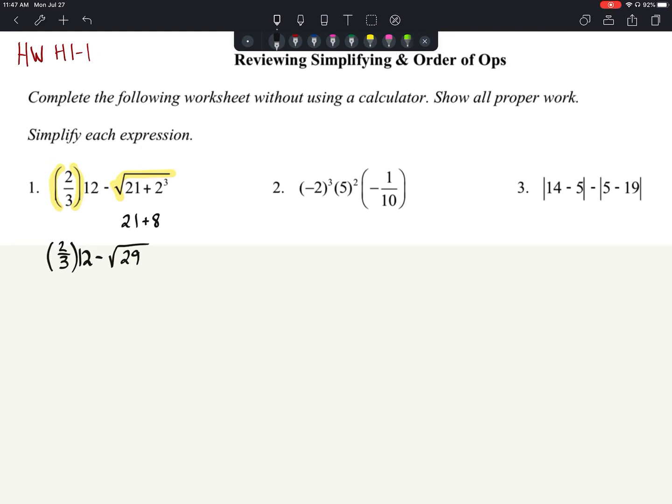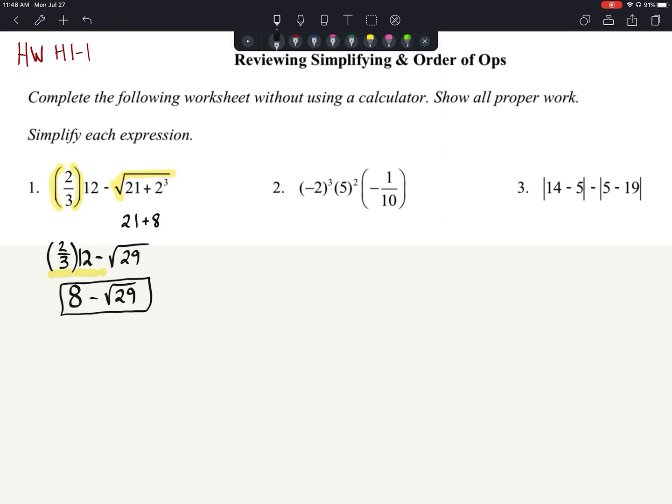Now, when we jump outside here, we've got multiplication, we've got subtraction, and then we have the square root of 29 there. So we're going to need to do the multiplication. Go ahead and multiply 2/3 of 12. Well, 2 times 12 is 24, divided by 3 is 8, so 2/3 of 12 is 8. And then we have minus the square root of 29. Since we don't want to change the square root of 29, this will be our final answer, 8 minus the square root of 29.